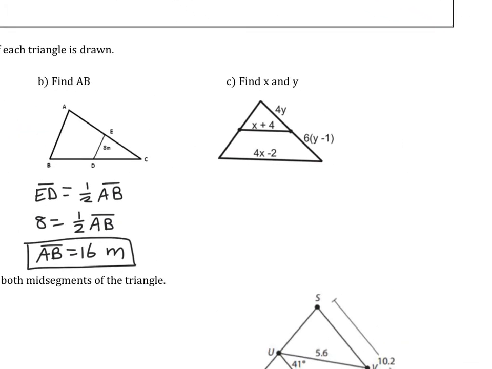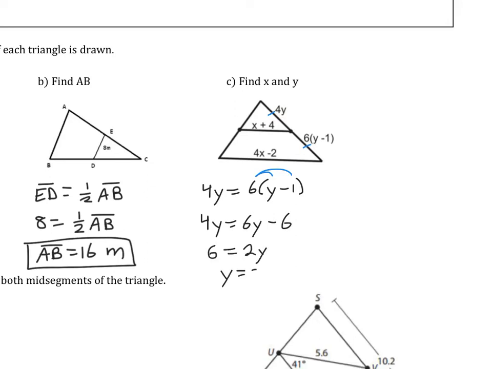And for the third one, we're asked to find x and y. So let's start by finding y. So again, we are told that this is a midsegment, which means that this is a midpoint. And we know midpoints create 2 congruent segments. So we can start with the equation 4y equals 6 times (y minus 1). And now we just need to solve for y. So I'm going to distribute the 6. So we get 4y equals 6y minus 6. Here, maybe I will subtract 4y and add 6 to each side at the same time. So 6 equals 2y, so that means that y equals 3.